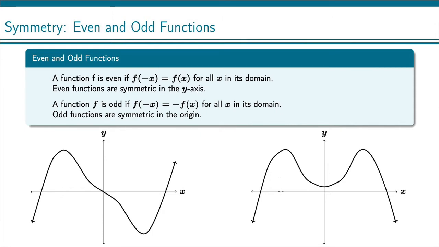That is drawn right here on the graph on the right. Okay, this is an example of an even function because we see that this y-axis acts as a line of symmetry.